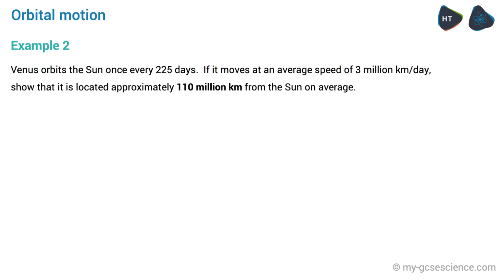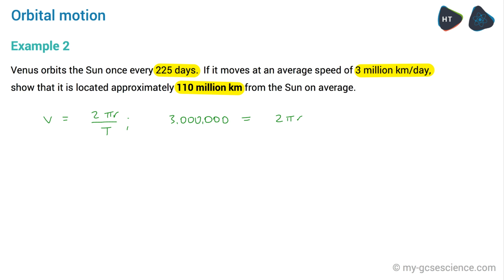Example 2 is a bit different because here we've been given the time for one complete orbit and the orbital speed, and we need to show that the orbital radius of Venus from the Sun is about 110 million kilometers, so let's go. Starting off then with v equals 2 pi r divided by t, and subbing in that becomes 3 million equals 2 pi r over 225.